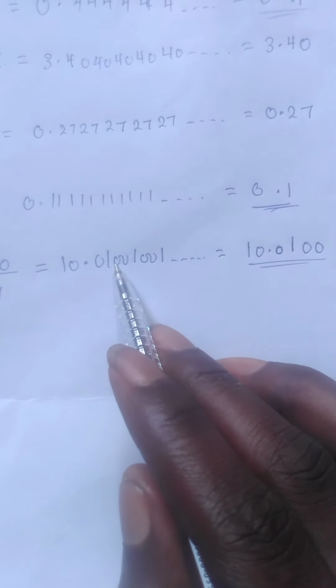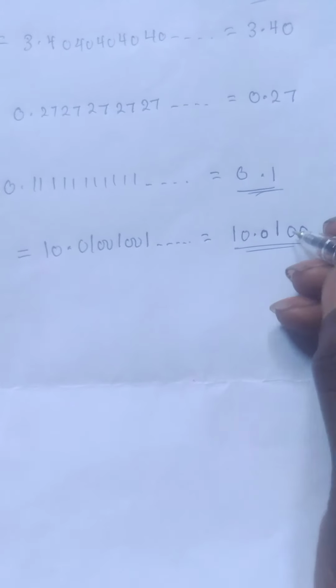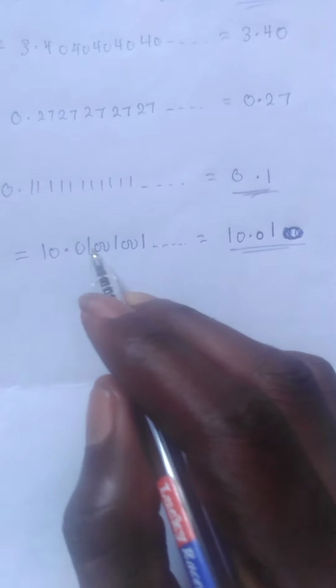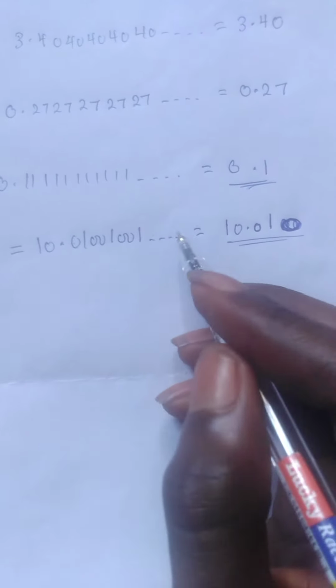So 010, 010, okay, 010 repeat itself. You see 010, 010, 010. So we just have 10.010.